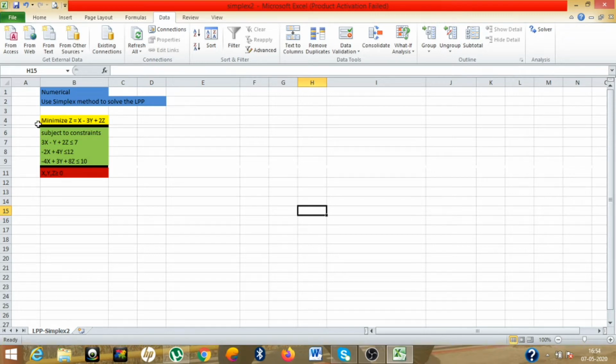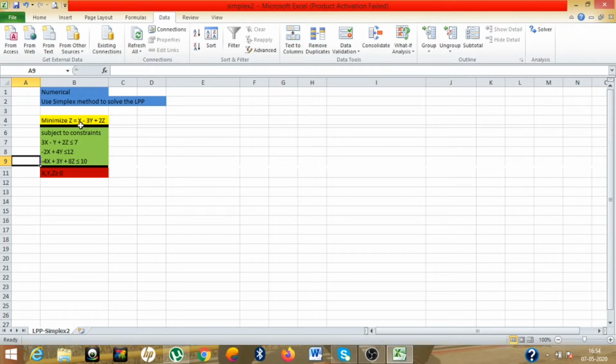So here you can see our objective function is given: minimize z equals x minus 3y plus 2z, and this is subject to three constraints 1, 2 and 3, and x, y, z, that are the decision variables, must be greater than or equal to 0. So this problem fulfills the requirement of linear programming problem.